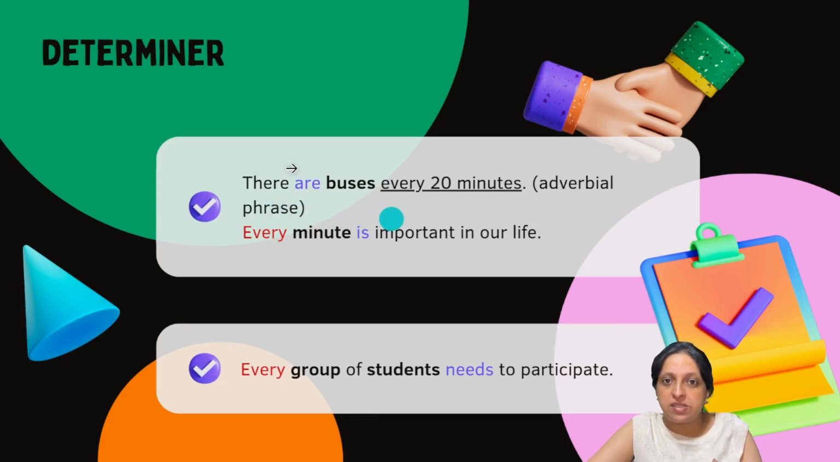There are buses. Just take this part. There are buses. So clearly, there is what? There is used as a placeholder. Okay? And buses become the subject. So buses is the word which is the subject here. And because buses is a plural subject, it is going to take a plural verb. So there are buses every 20 minutes.